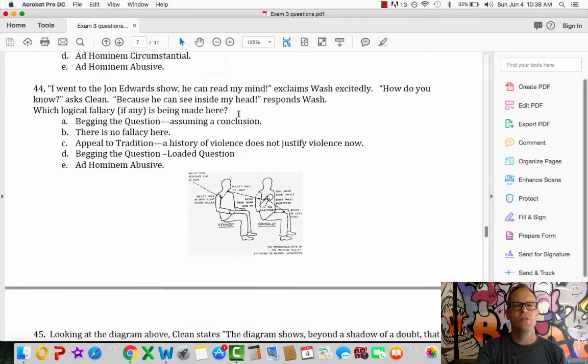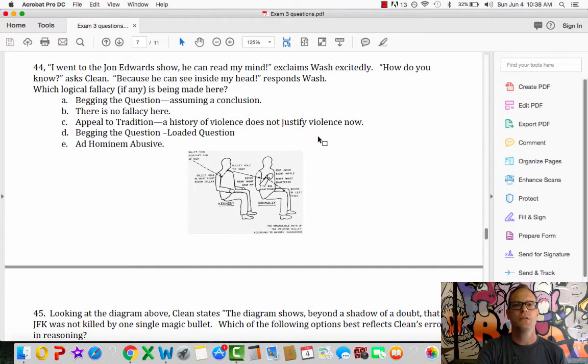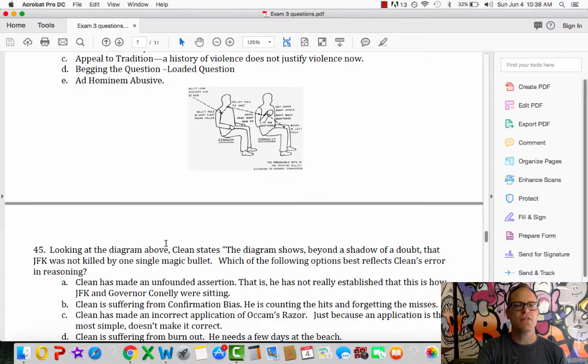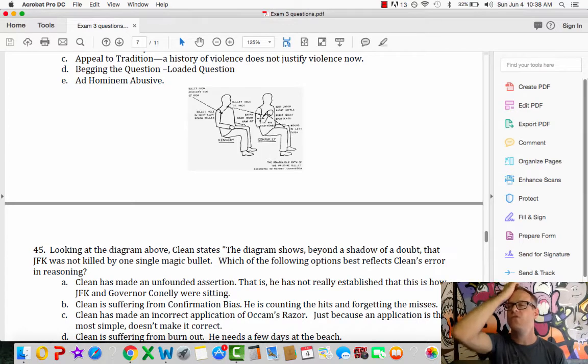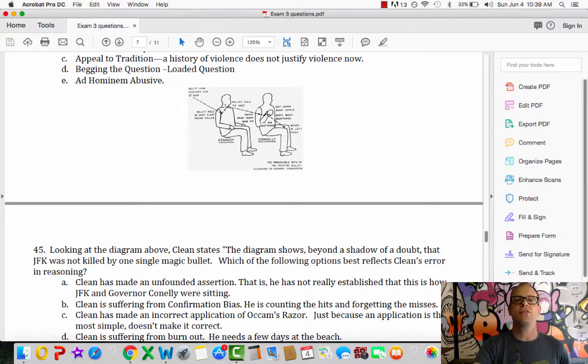Number 43 is pretty straightforward. 44 is pretty decent. Number 45 involves looking at this diagram. Here, I don't know if you can see it on the video or not. This is a diagram, a very famous drawing of the magic bullet from the assassination of John F. Kennedy. And this is Kennedy and this is Connally. We talked about this in class. It was included on the JFK handout.